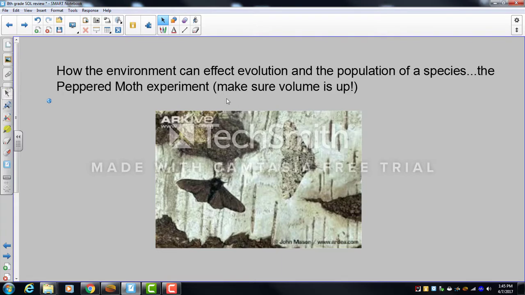We can play this peppered moth game if you would like to help you understand how camouflage is such important adaptation.